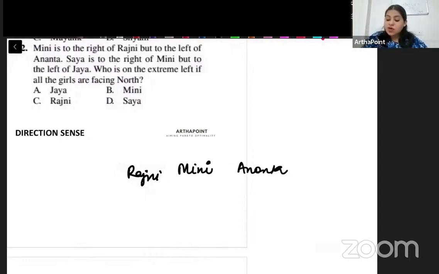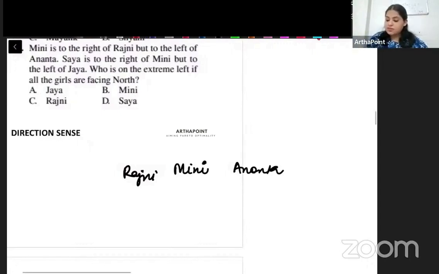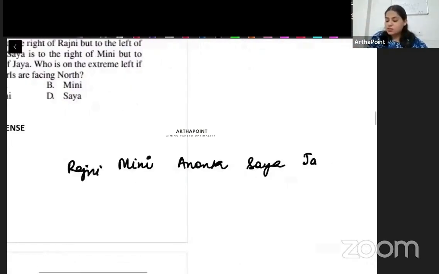Saya is to the right of Mini, but to the left of Jaya. So Jaya has to be on the other side, right? To the left of Jaya. So Saya is sitting on the left side of Jaya, on the right hand side of Ananta.